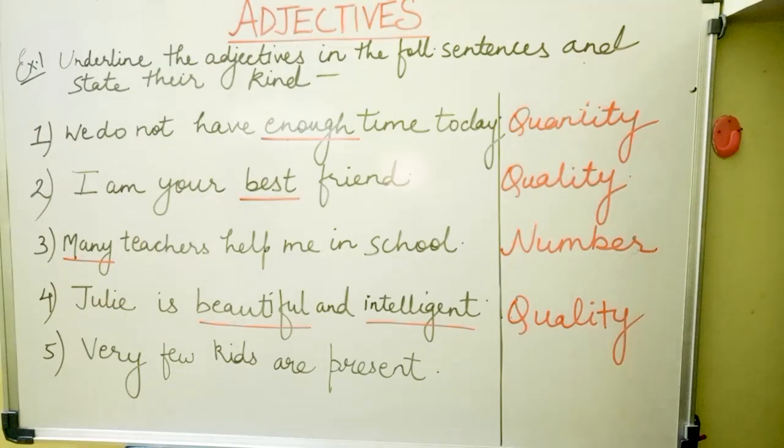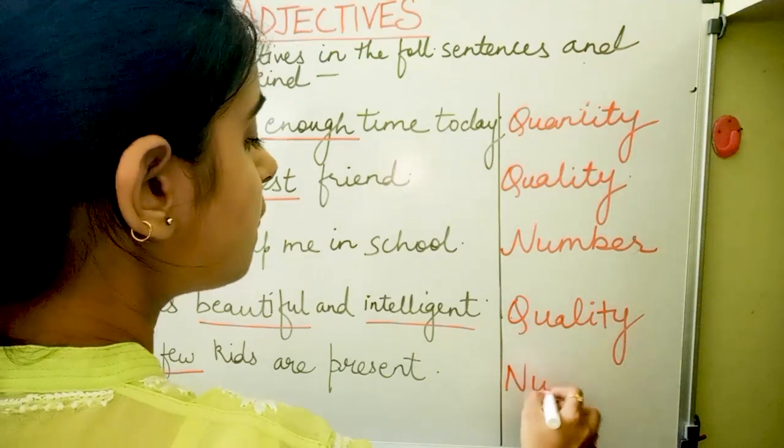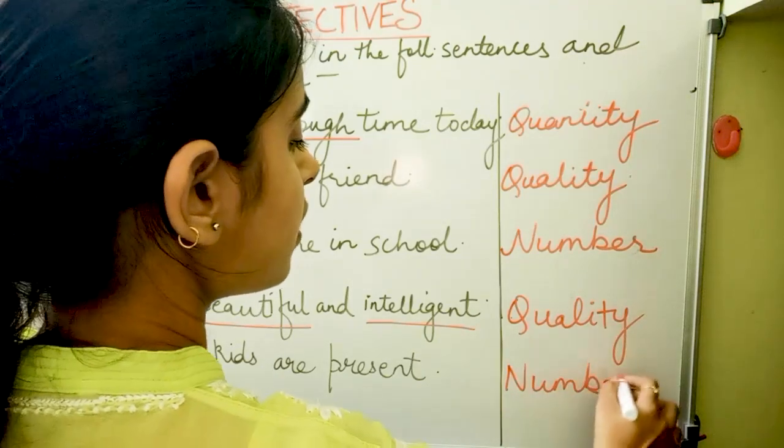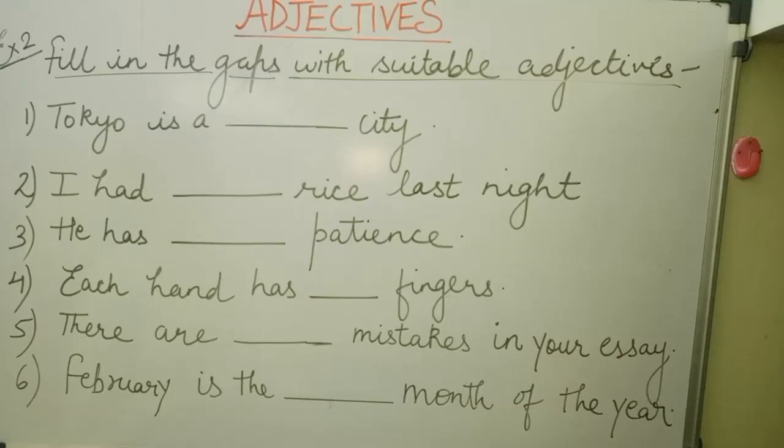The last sentence, very few kids are present. Few tell us about number. Number of kids present is few. So few is adjective of number. We have second exercise over here which says fill in the gaps with suitable adjectives.